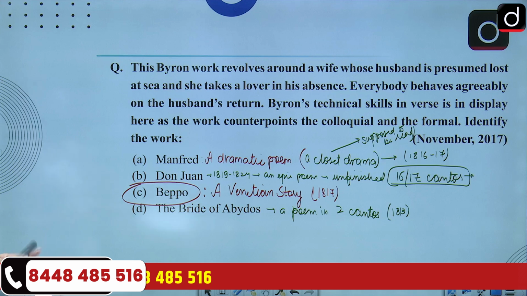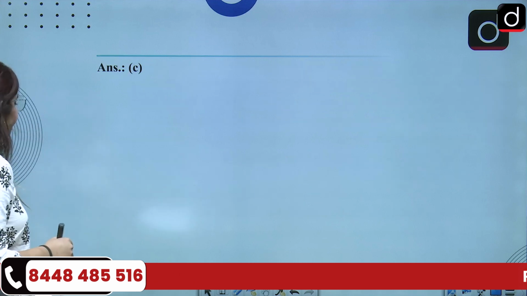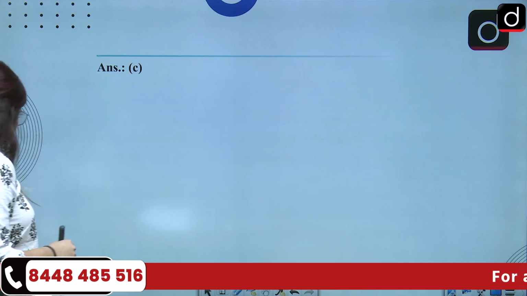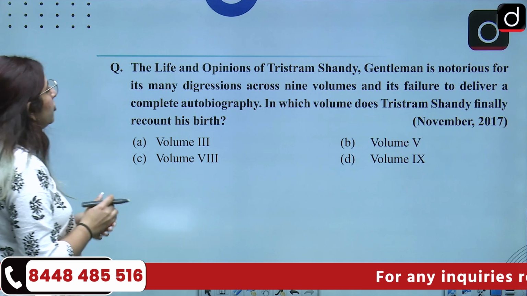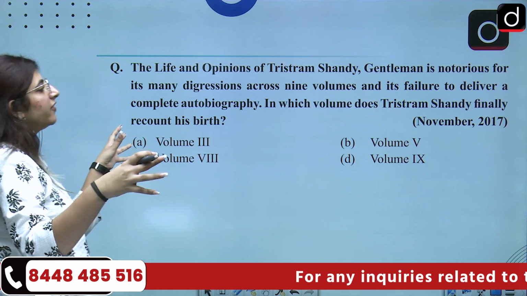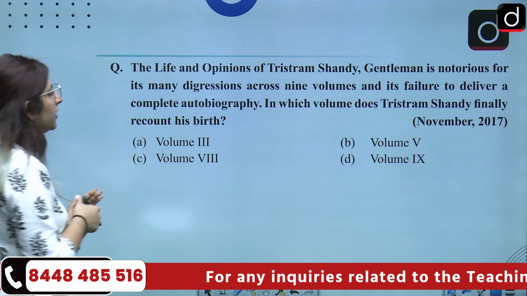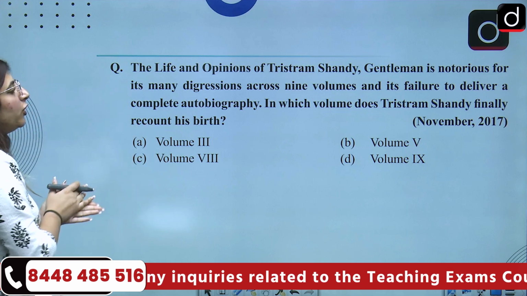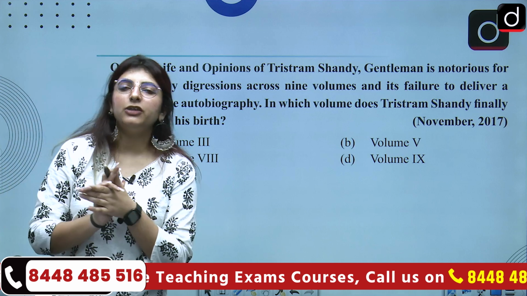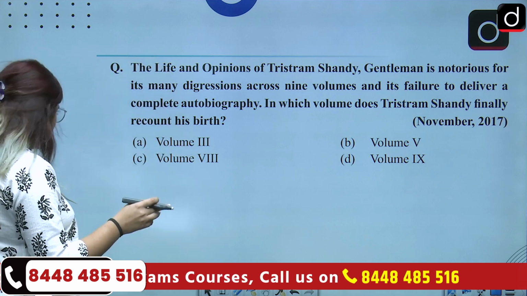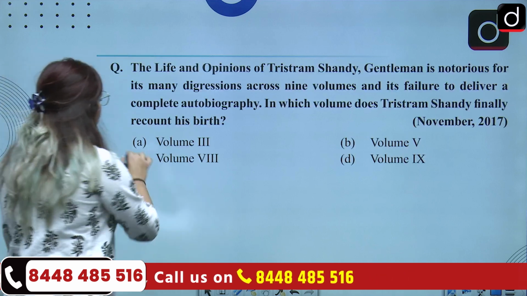Alright, moving on to the next question. The Life and Opinions of Tristram Shandy, Gentleman, is notorious for its many digressions across 9 volumes and its failure to deliver a complete autobiography. In which volume does Tristram Shandy finally recount his birth? The right answer to this question is option A, that is volume 3.